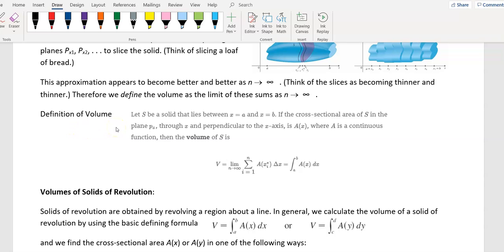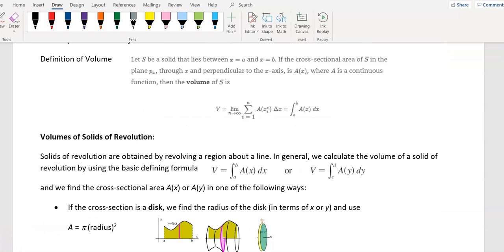The definition of volume states, let S be a solid that lies between x equals a and x equals b. If the cross-sectional area of S in the plane P through x and perpendicular to the x-axis is A of x, where A is a continuous function, then the volume of the solid S is the integral of A of x evaluated from a to b.